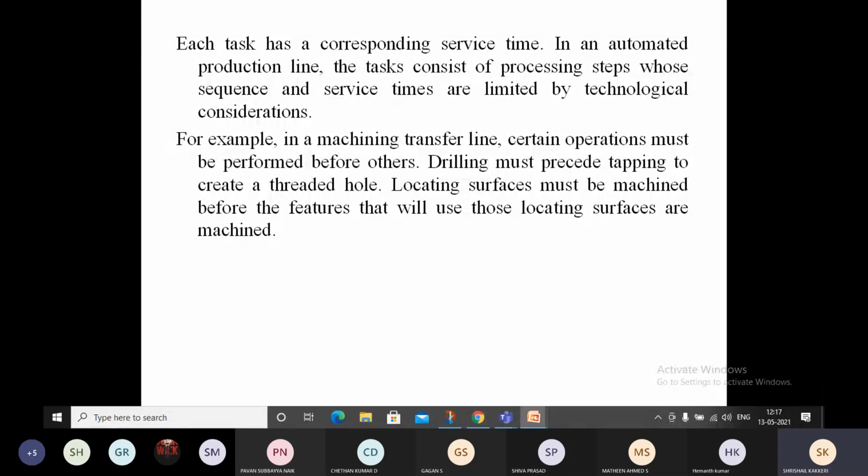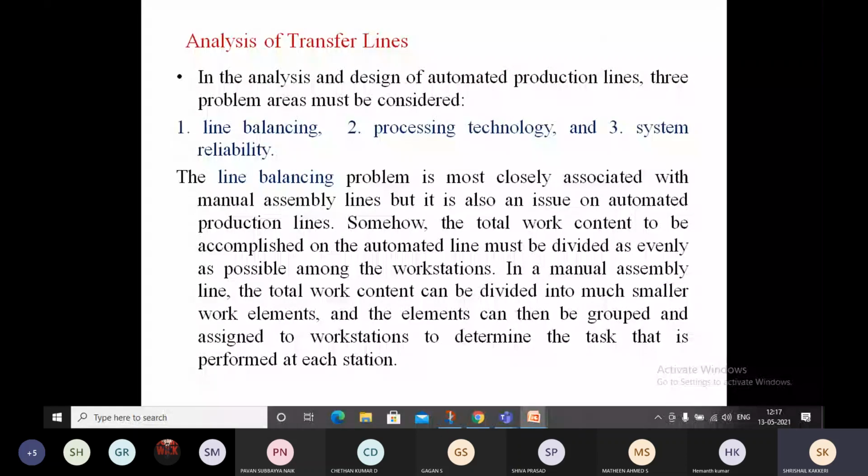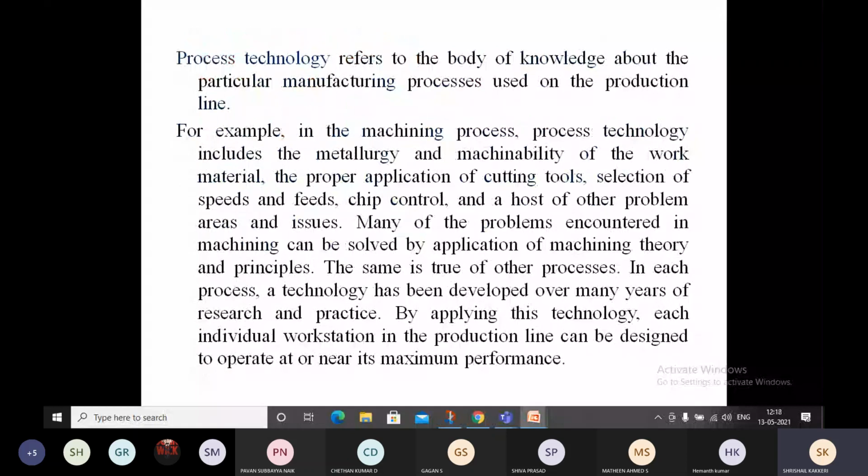The next is processing technology. It refers to the body of knowledge about a particular manufacturing process used in the production line. I had given an example here. If one wants to do machining operations on a material, he should have a basic idea about metallurgy and machinability.